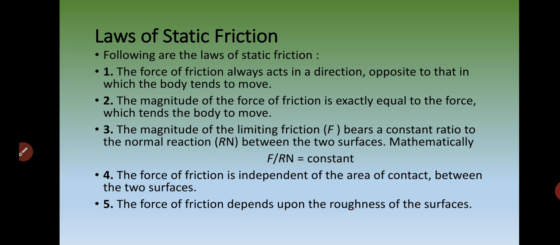Next, the magnitude of the limiting force F bears a constant ratio to the normal reaction Rn between the two surfaces. Mathematically, F upon Rn is equal to constant. Next, the force of friction is independent of the area of contact between the two surfaces. The force of friction depends upon the roughness of the surface.